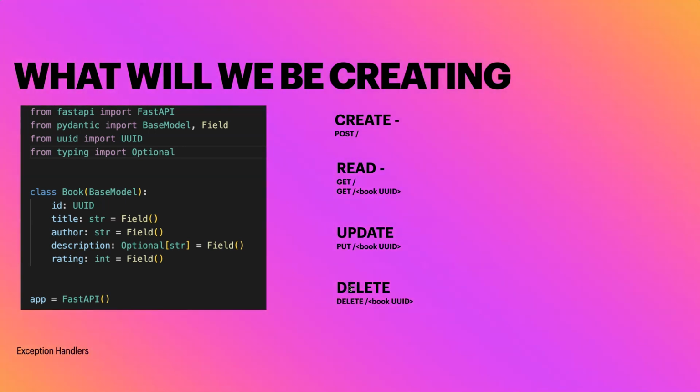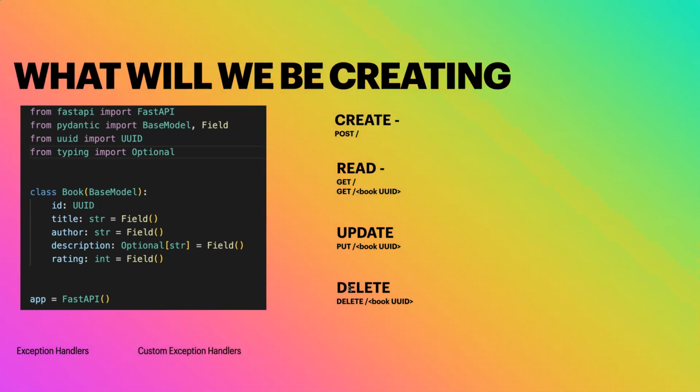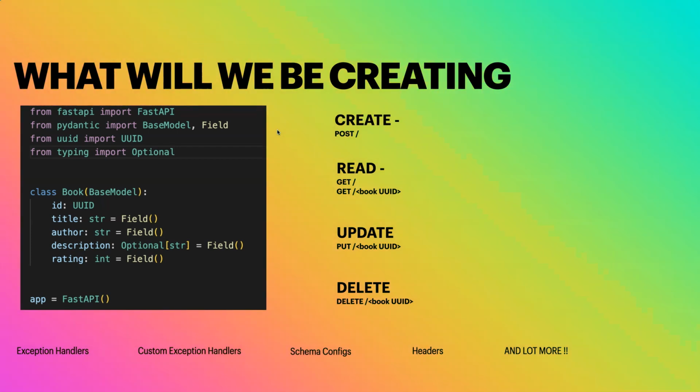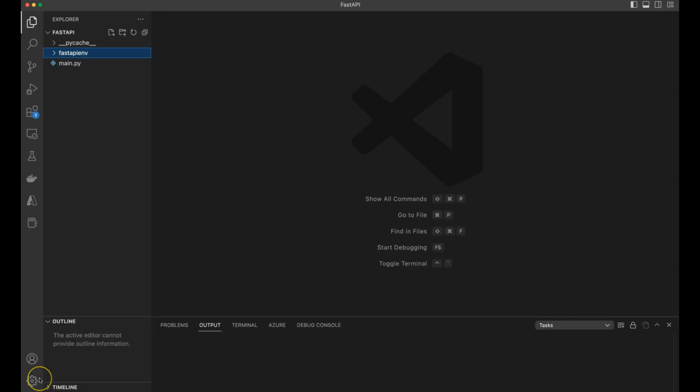On top of that, we will also be looking at exception handlers. You'll be looking at custom exception handlers, schema configs, headers, and a lot more. So that's pretty much it as far as the overview of Books Project 2.0 is concerned. Now let's jump to our code here. I'm back in my code editor here, and I'm going to show you how to set this project up.